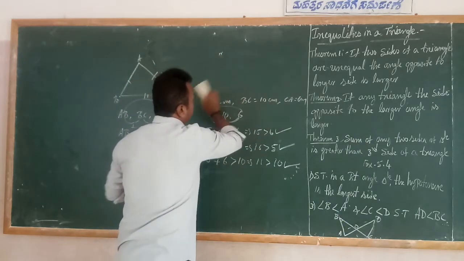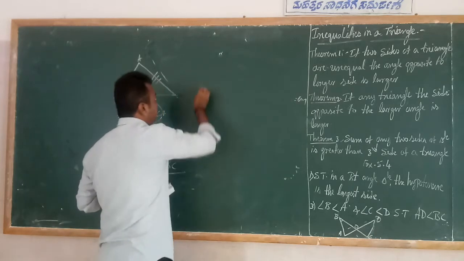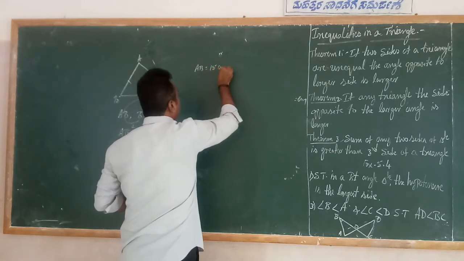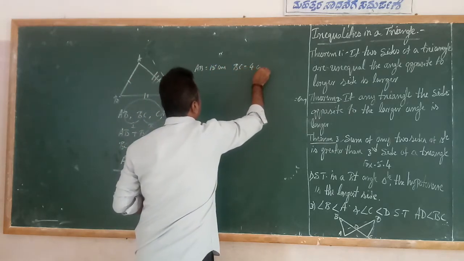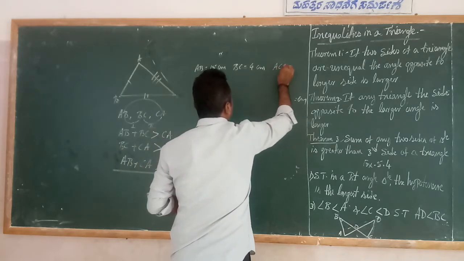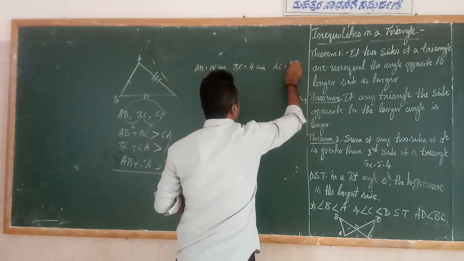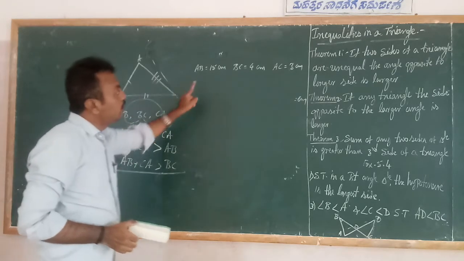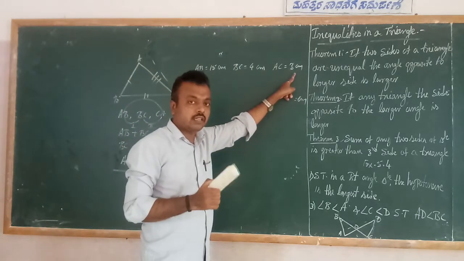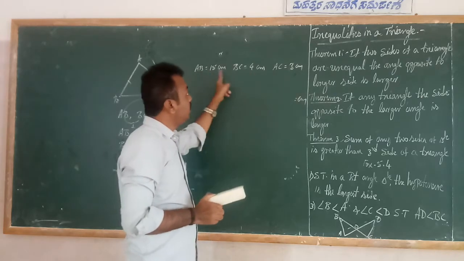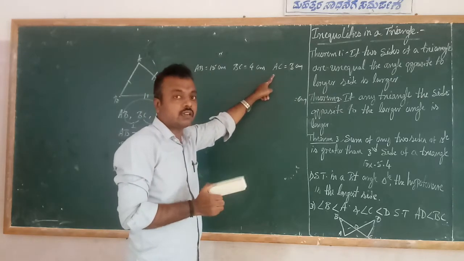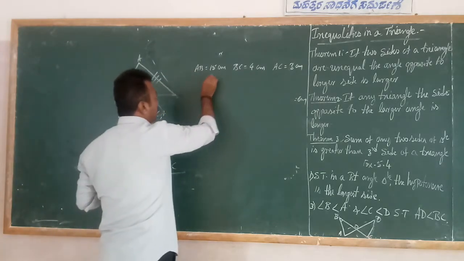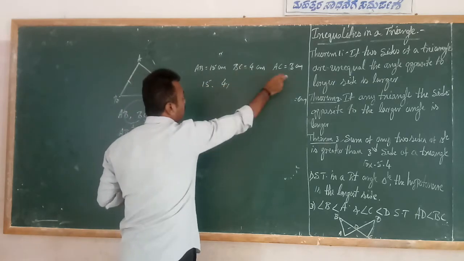Another example I will consider. See, AB is equal to 15 centimeter and BC is equal to 4 centimeter and AC is equal to 3 centimeter. Okay. So are these the sides of a triangle or not, or do these sides form a triangle or not? Let us check it. So these conditions you have to apply here. See, first AB how much? 15 centimeter, and 4 centimeter and 3 centimeter is there.